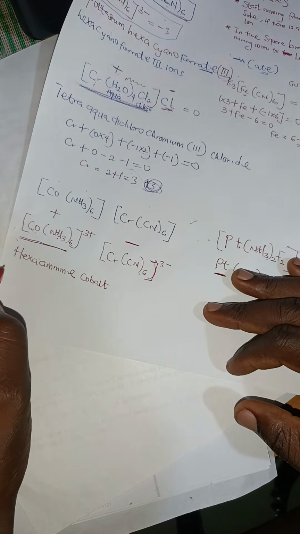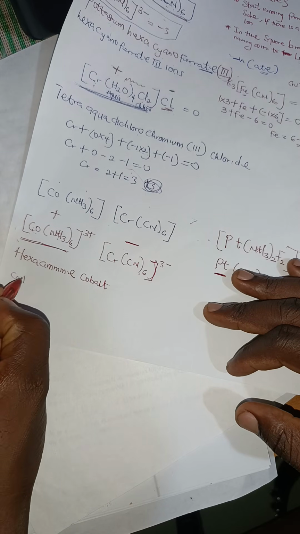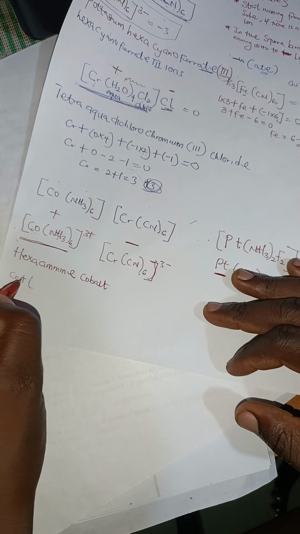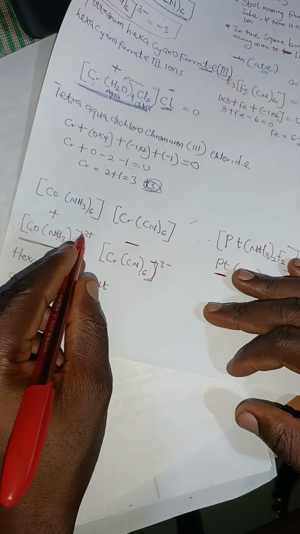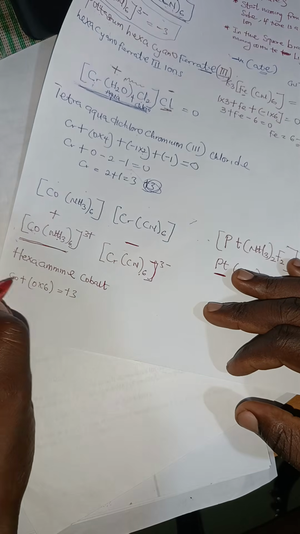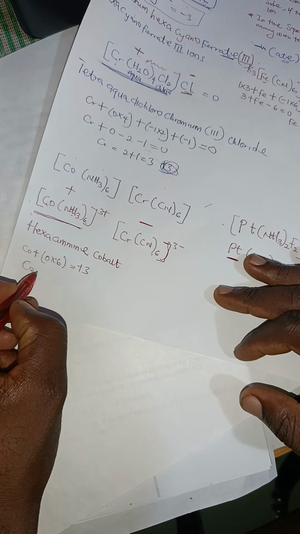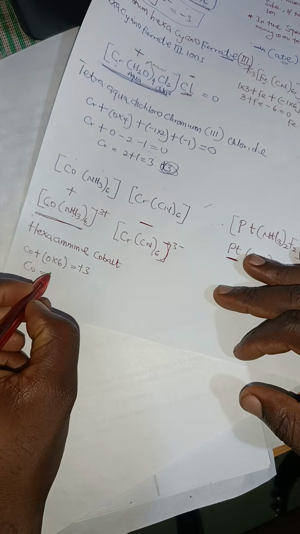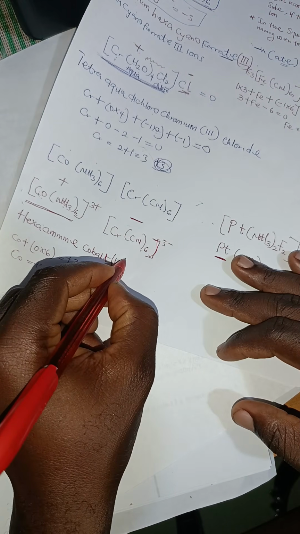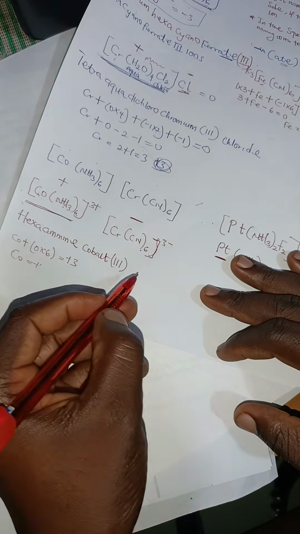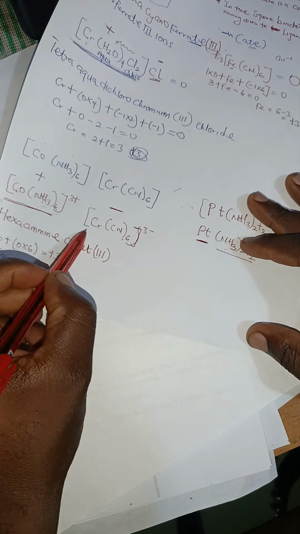Since it's 3 plus, I can just say cobalt plus ammonia does not have a charge. That's 0 times 6 equals everything, plus 3. So from here, I can say cobalt equals +3. So cobalt 3, and I continue because there are 2. So I'm done with this side, then I have to continue with this side.